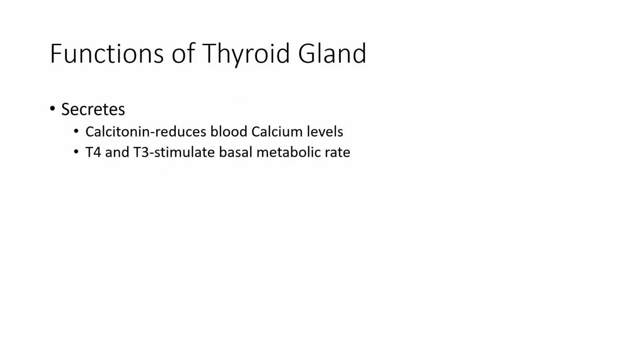The thyroid gland also secretes a hormone called calcitonin, which is produced by C cells. Calcitonin is released in response to a rise in blood calcium levels.